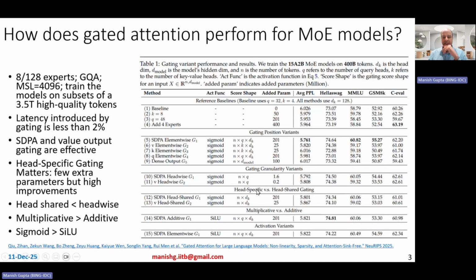From a head-specific versus head-sharing perspective, head sharing is actually a bad idea because it leads to higher perplexity and not so good benchmark results. So head-shared is worse than head-wise. Also, multiplicative gating is better than additive gating, and sigmoid-based gating is better than SiLU or some other activation function based gating.